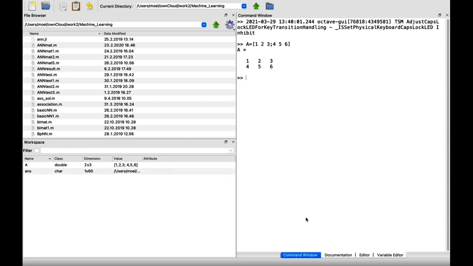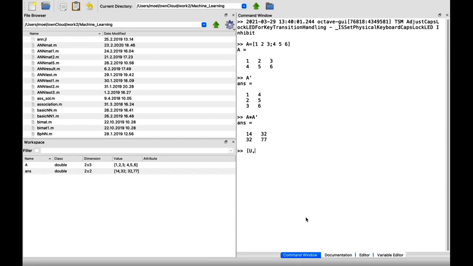And if you want to take the transpose, you just make a dash, then you take the transpose. If you want to multiply A by its transpose, the matrix multiplication is just the star.